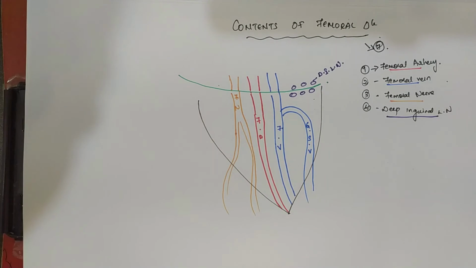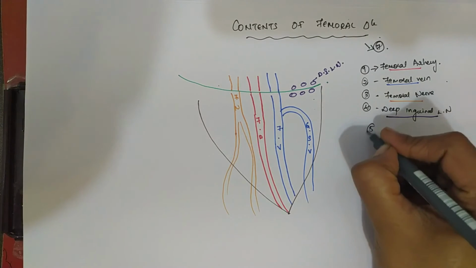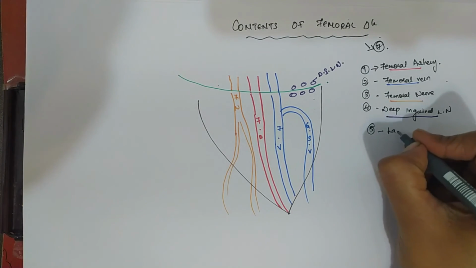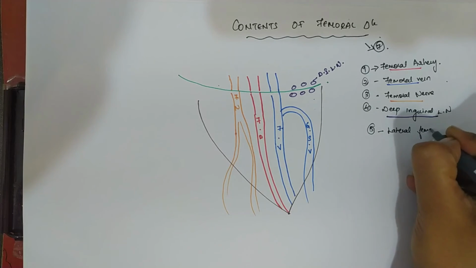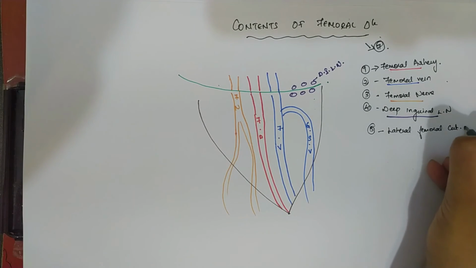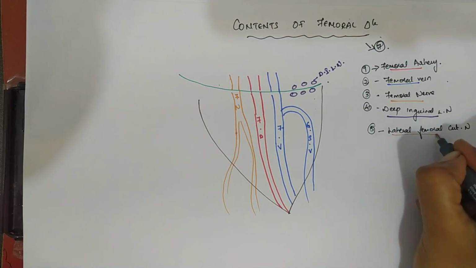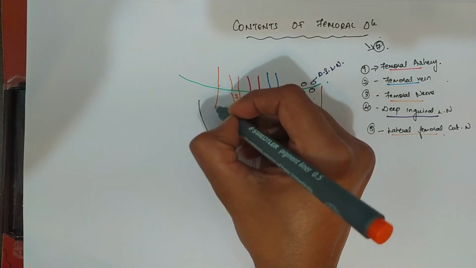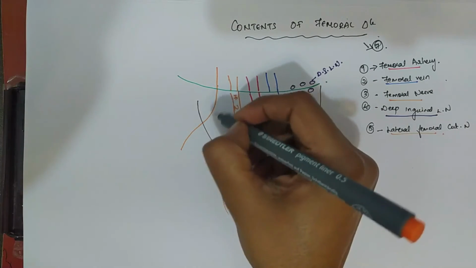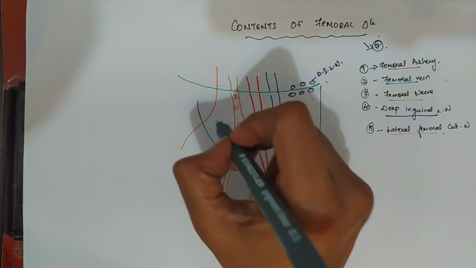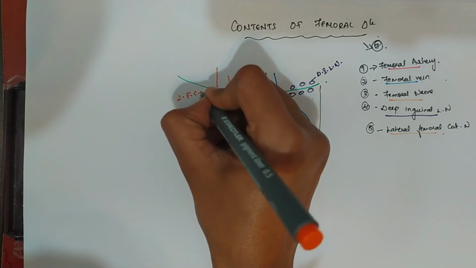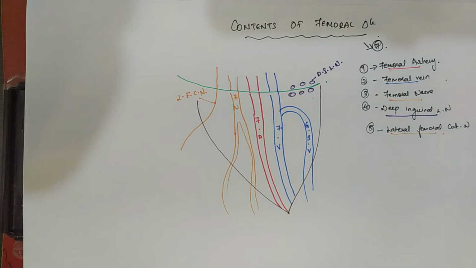Moving on to the fifth content, that is again a nerve. We have one more nerve seen over here, that is the lateral femoral cutaneous nerve. This lateral femoral cutaneous nerve is seen lateral to the femoral nerve, and a small part of it will be present in the femoral triangle. So this is the lateral femoral cutaneous nerve. Hope you understood. Now we are going on to the sixth structure.